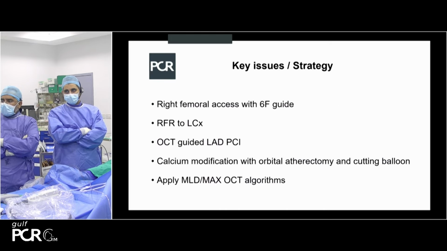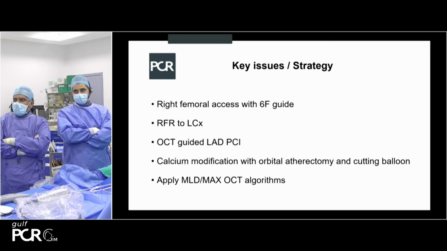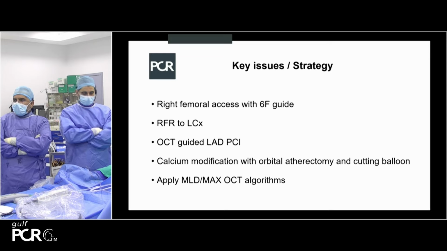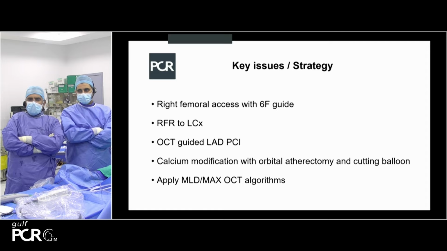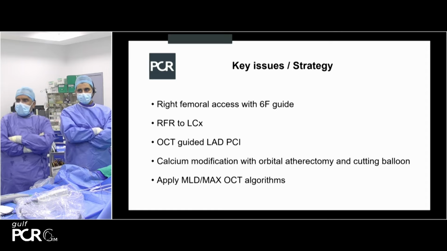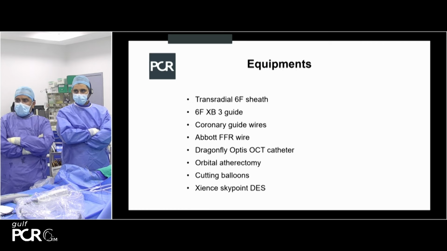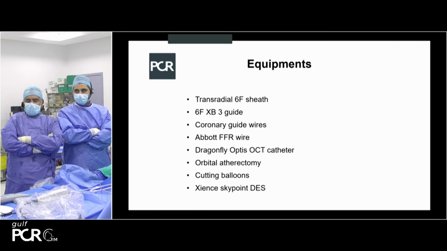Next slide. So patient has right radial artery occlusion. So we went through the right femoral artery. And we have done already RFR to the circumflex artery, and then an OCT guided to the calcified LAD. And based on what we will see, we'll choose our plaque modification strategy. If we go to the next slide, and also we'll apply the MLD max algorithm in this patient.